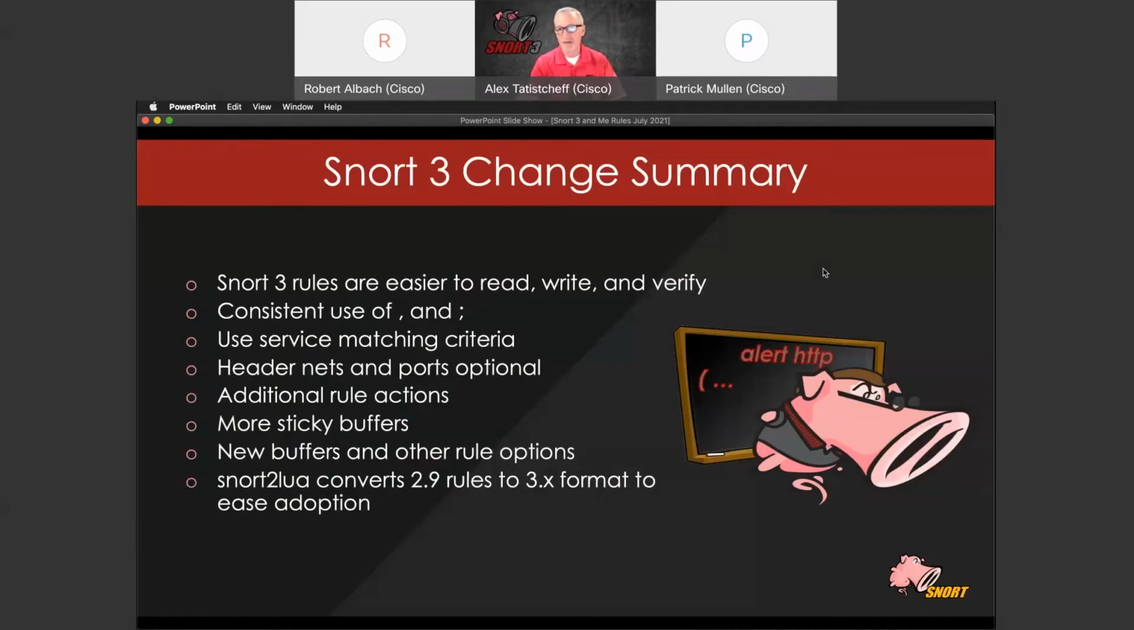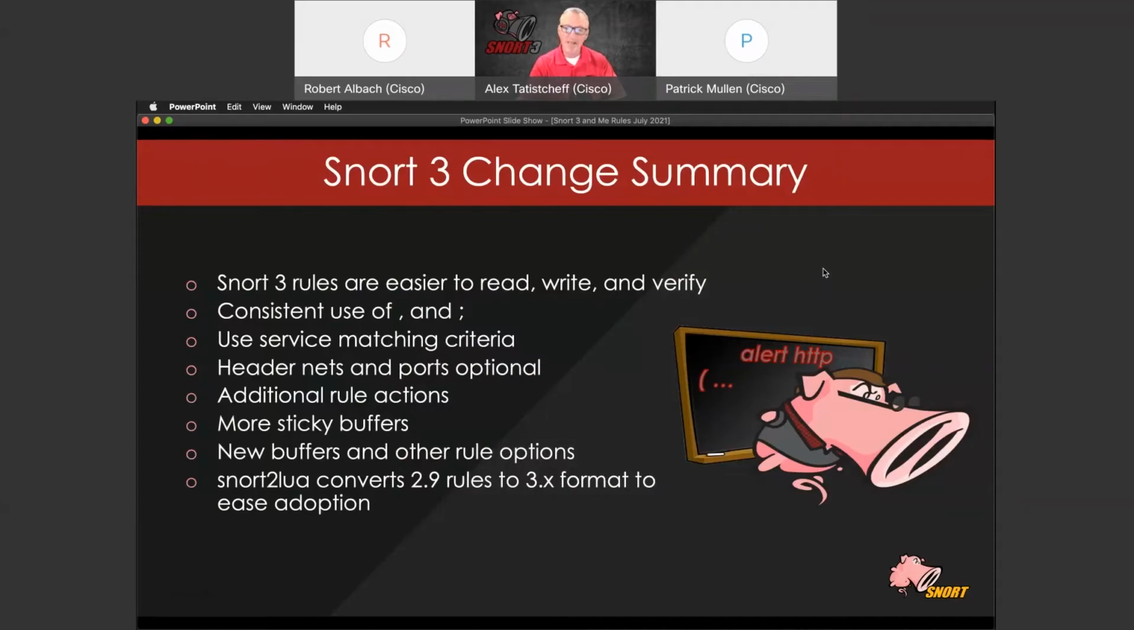But while the initial conversion of the rule might look the same, the Snort 3 language gives you the ability now to write rules in a much more readable format, which we'll see going forward. So they are definitely easier to read, write, and verify once you start actually taking advantage of all the features within that Snort 3 language. There is consistent use of comma and semicolon. It's not consistent in Snort 2, and I'll show you examples of that.